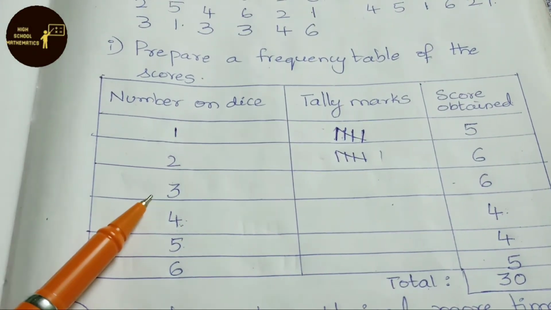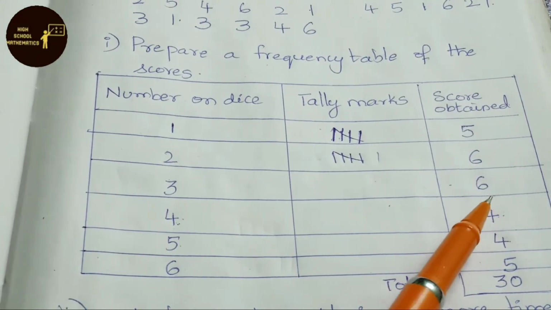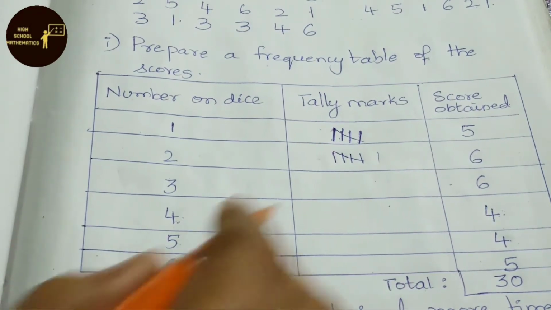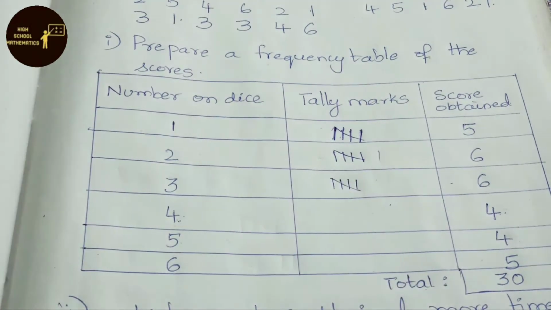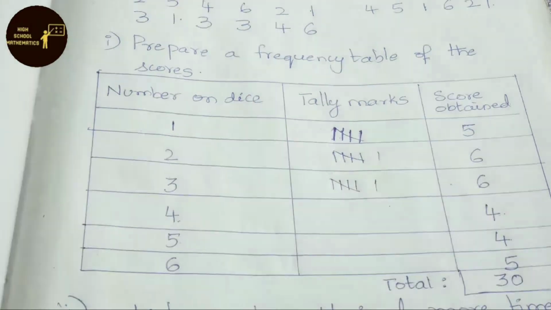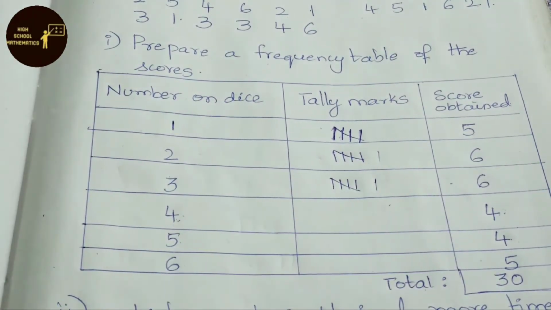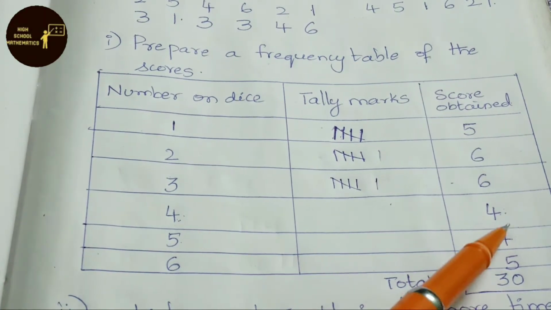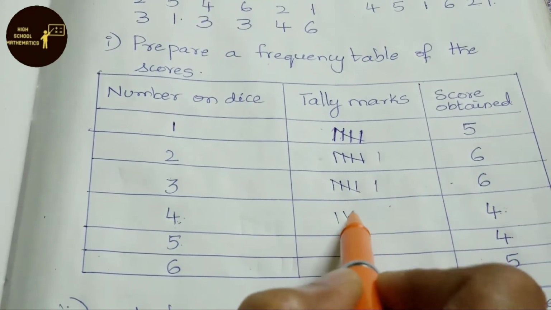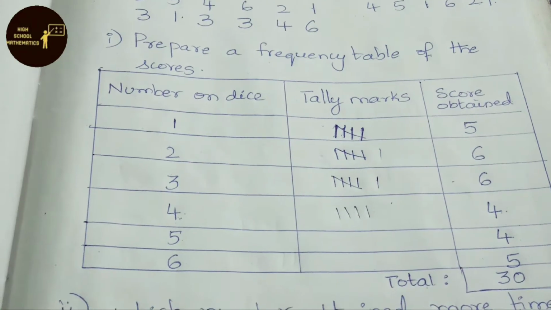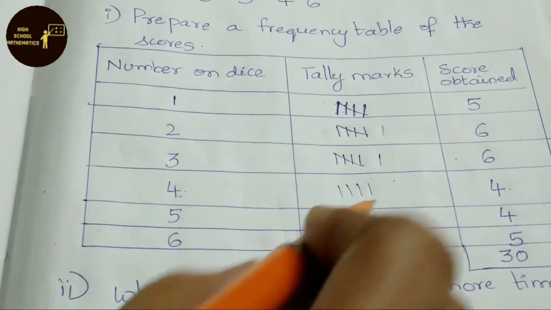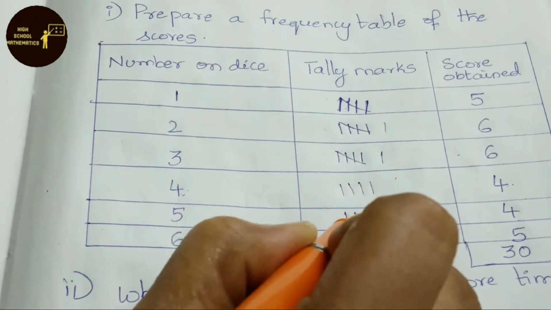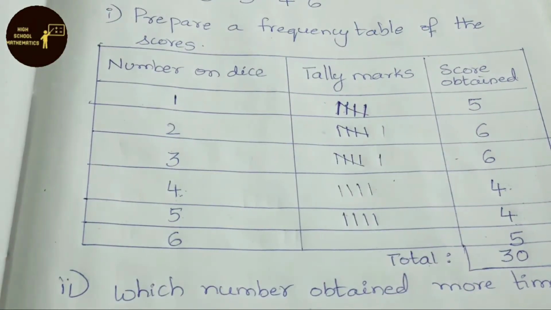Next, number 3 appeared 6 times, so the score is 6. Now let us write tally marks here. 4 vertical lines, one cross line, that is 5, and one more vertical line, total 6 tally marks. Next, number 4 appeared 4 times, so the tally marks are 4 vertical lines. Next, number 5 also appeared 4 times, so the score is 4. Let us represent this by writing 4 vertical lines.